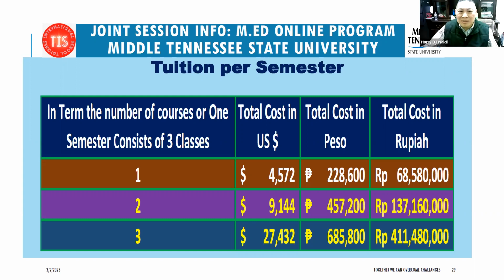Right. So if it is 2, it will be in US almost 10,000, 9,144, and basically in peso, it's almost 500,000 peso. Now in Indonesia for 2 courses, 137 million. So it is quite a challenge, but all right, do not give up. If you look toward the end, the end note, together we can make it. We can overcome challenges.